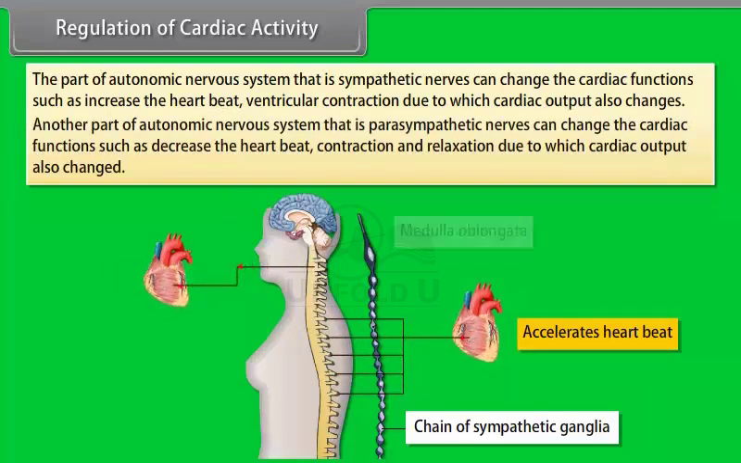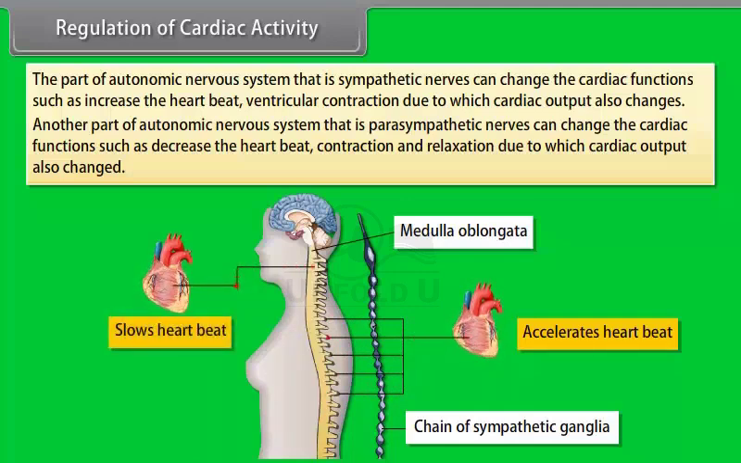Another part of the autonomic nervous system, the parasympathetic nerves, can change cardiac functions such as decreasing the heartbeat, contraction and relaxation, due to which cardiac output also changes.